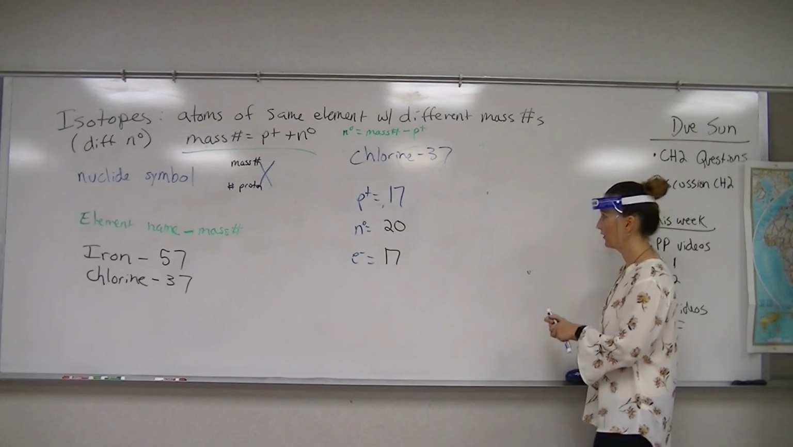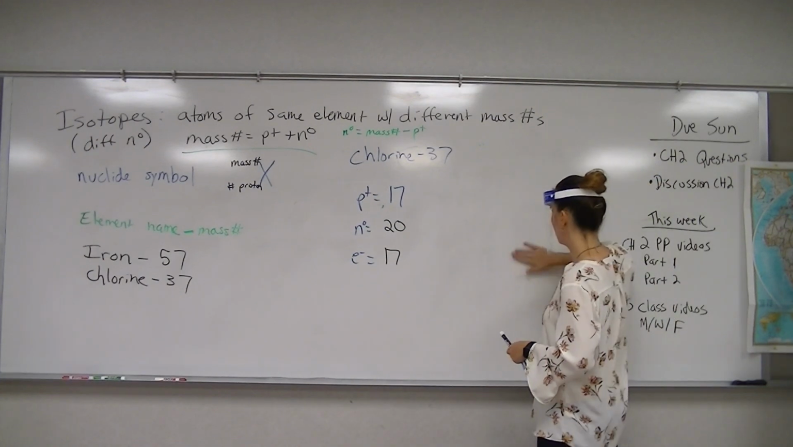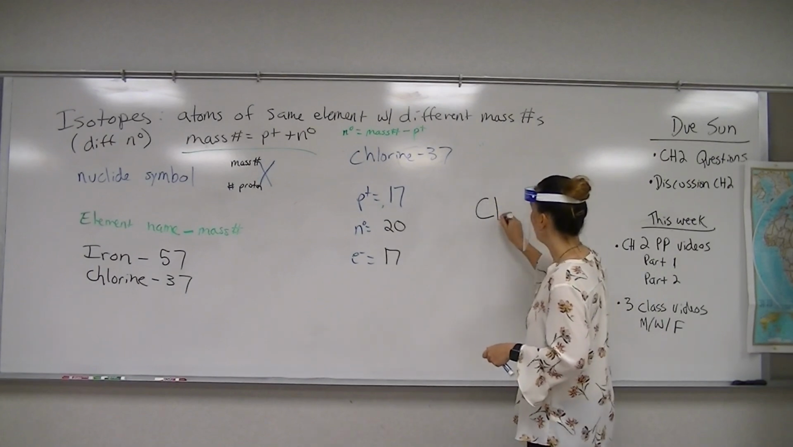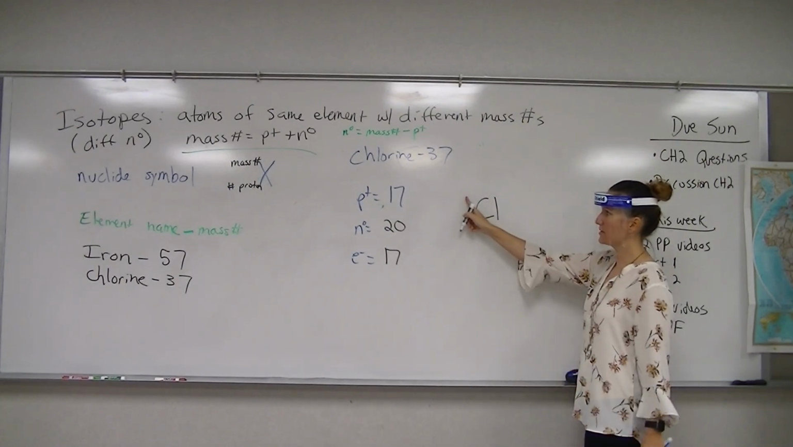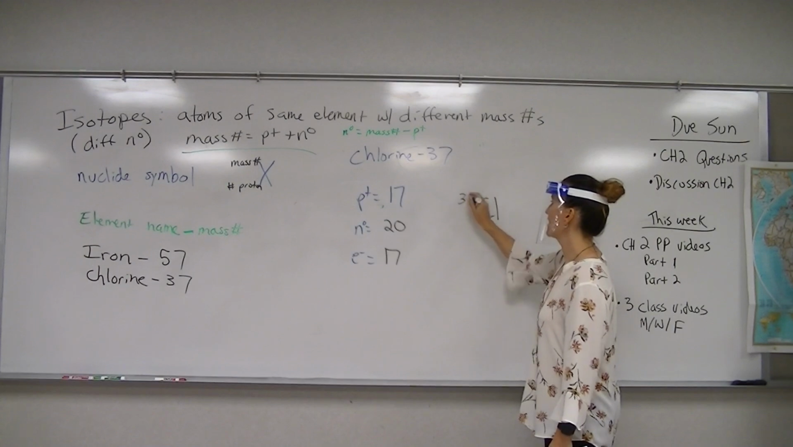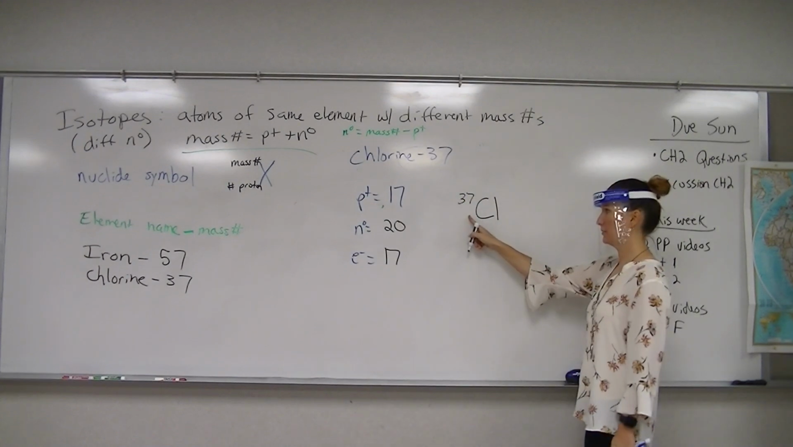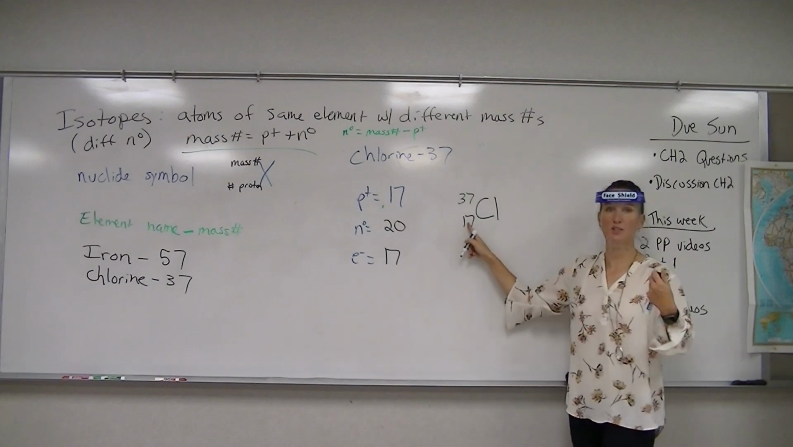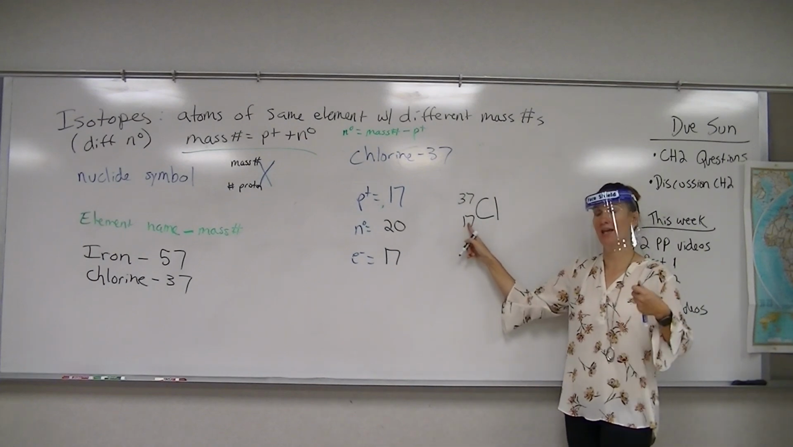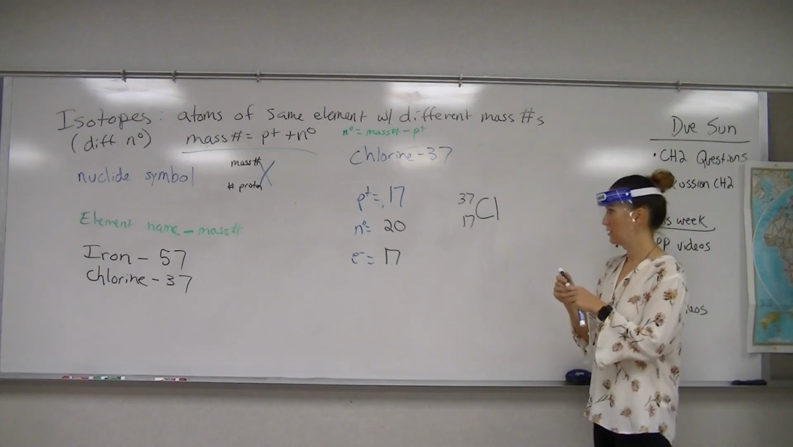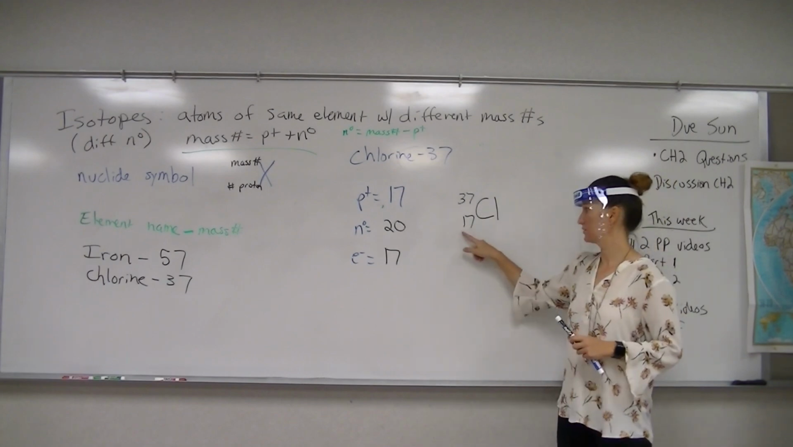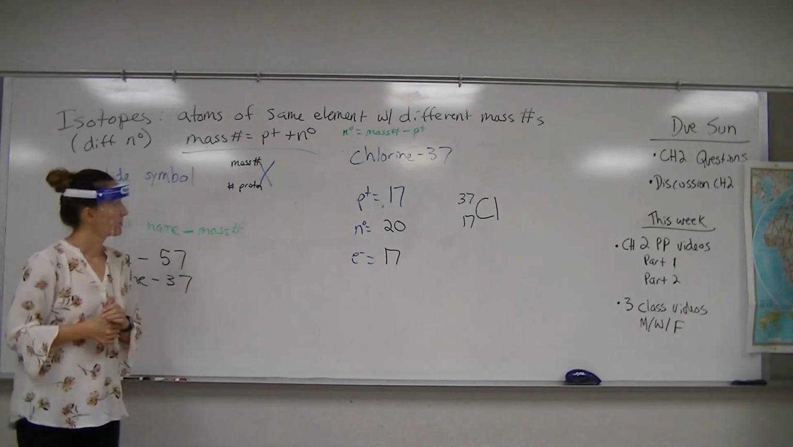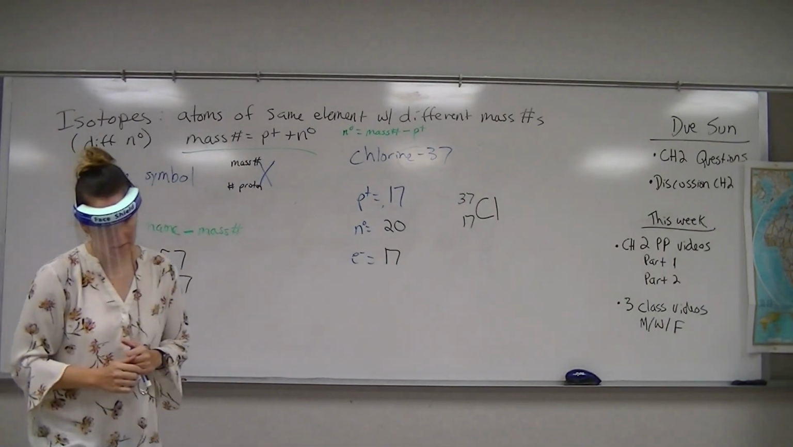Good. All right. How about the nuclide symbol? What's the symbol for chlorine? Cl. What number goes in the upper left? 37. 37, and you can stop there, but if you don't, what number is going to go down here? 17. So that's the atomic number being the same thing as the number of protons. Okay, you might hear both terms. Atomic number is the number of protons. All right, questions on this?